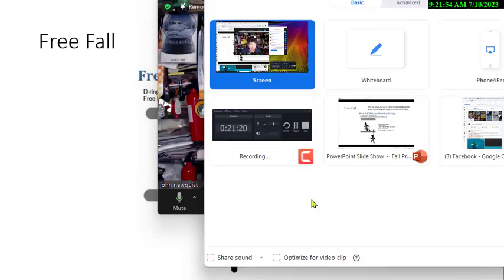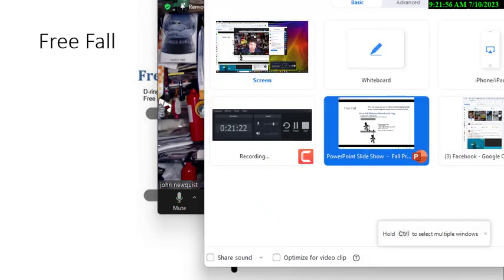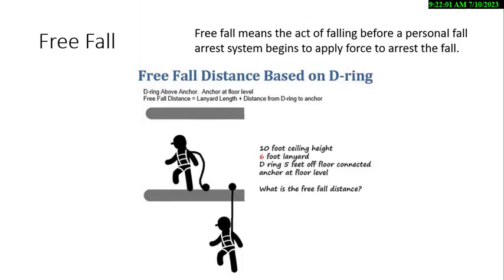So let's share the screen again. Now we got a 10-foot ceiling height. This is what I call a noise part of the question. This means they give you data that's not going to be relevant to the question. I have a 6-foot lanyard. My D-ring's at the height of 5 foot, which is a normal height. I anchor at the floor. How far is my free fall distance now? This is very difficult for most people.